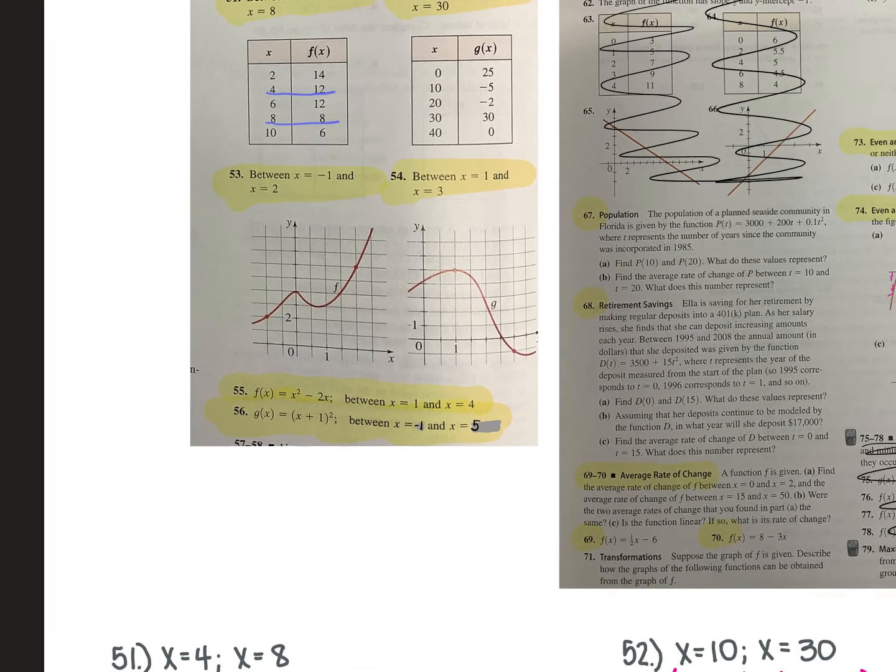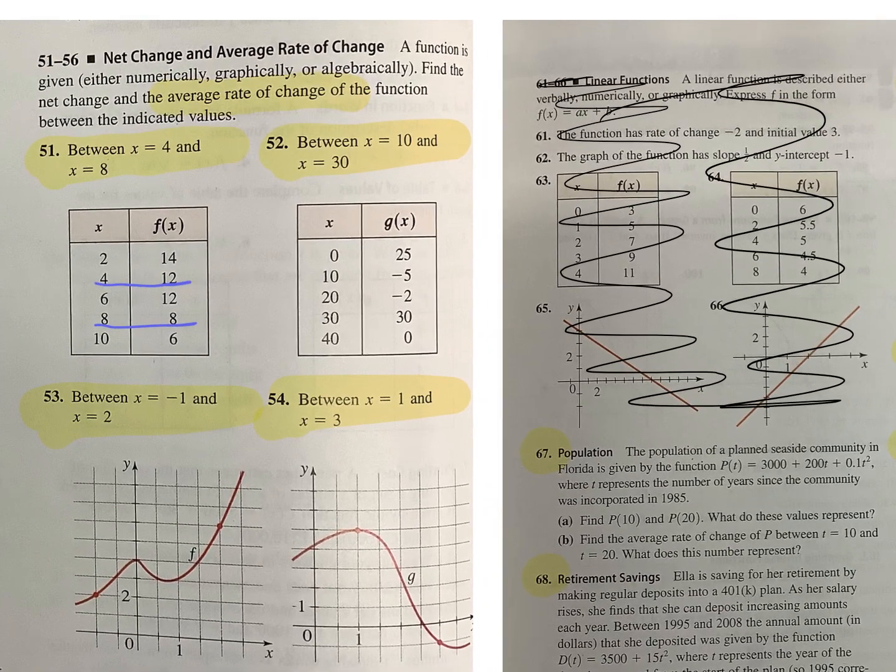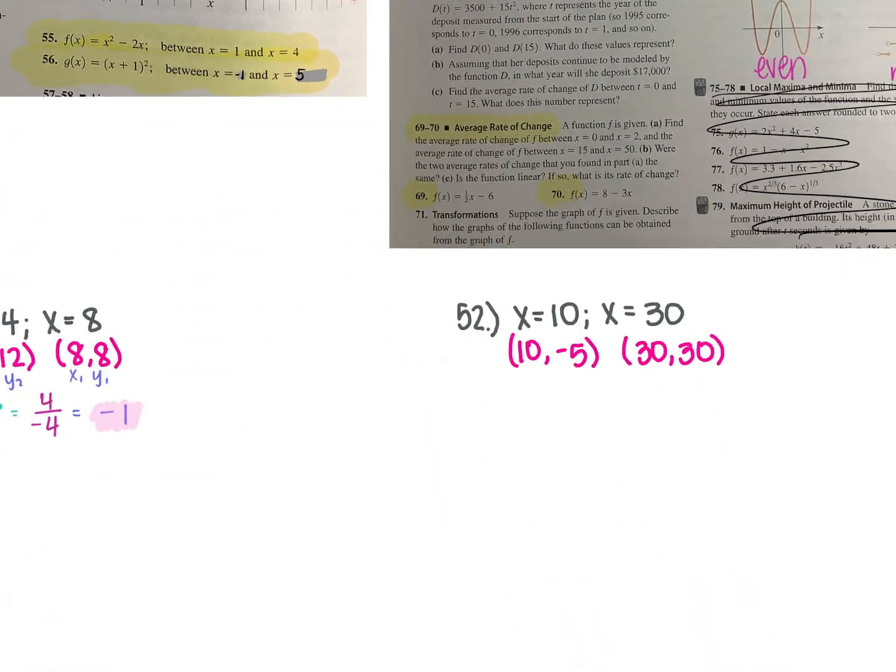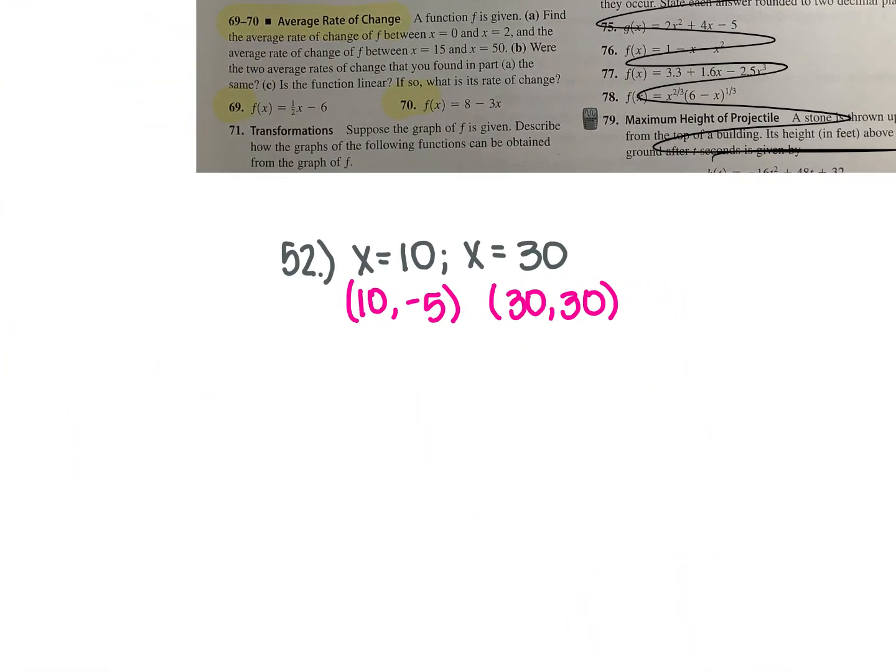For 52, it tells you between x is equal to 10 and x is equal to 30. So the ordered pair for x is equal to 10 is that 10, negative 5. And for when x is 30, your y is 30, so that's 30, 30. So if we use the 10, negative 5 and the 30, 30, which of these would you like to be your x1 and your y1? 10. So the 30, 30 will be your x2 and your y2.